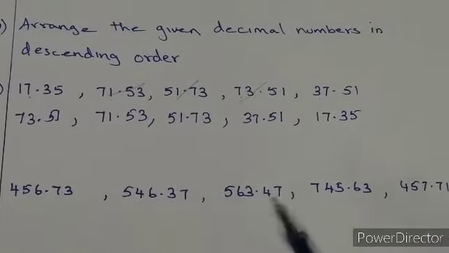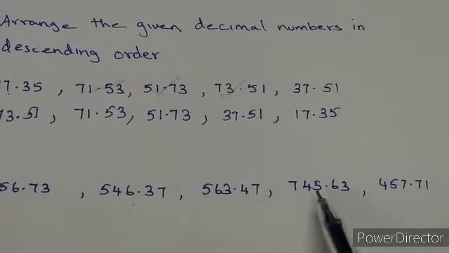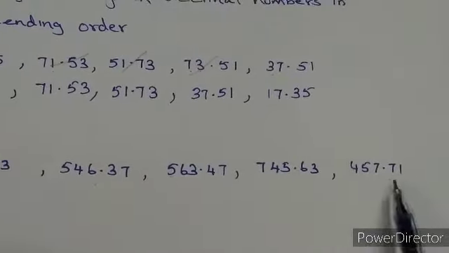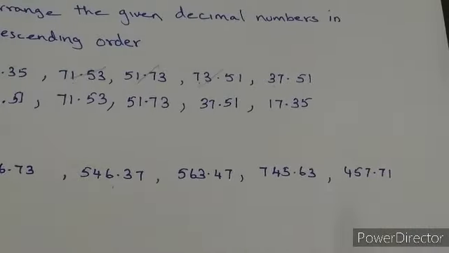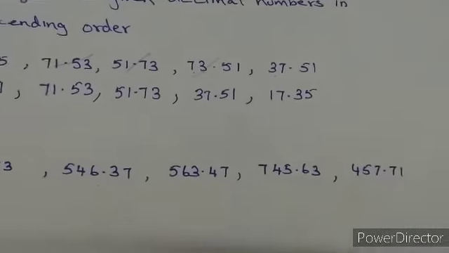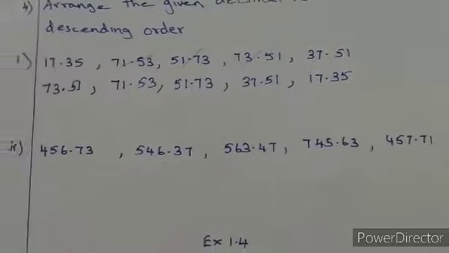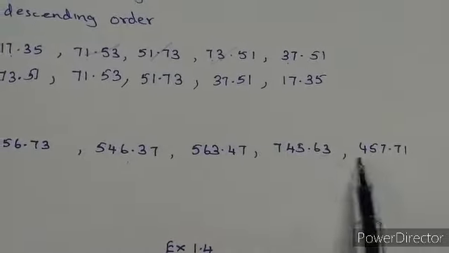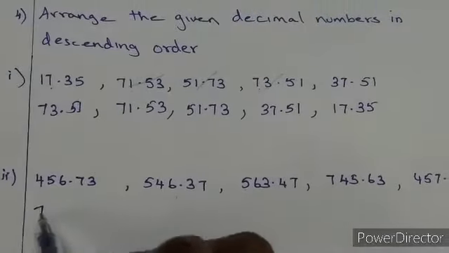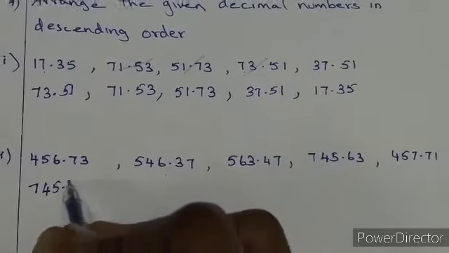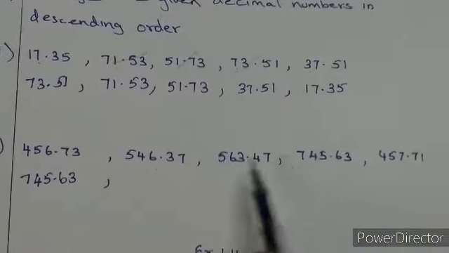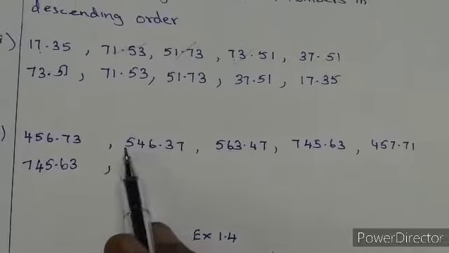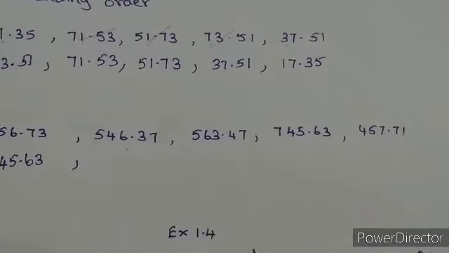Let's try subdivision 2 in question number 4. The numbers are 456, 546, 563, 745 and 457. So we have to arrange the decimal numbers in descending order, so big to small. Compare the whole number part first. Now, which one is greater? 745.633. Next number, 500 is greater than 400. In this also, 500 is given.